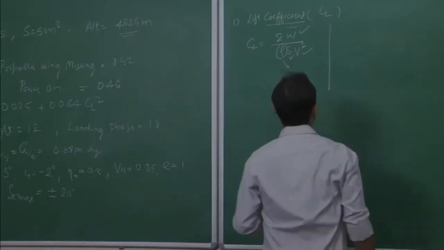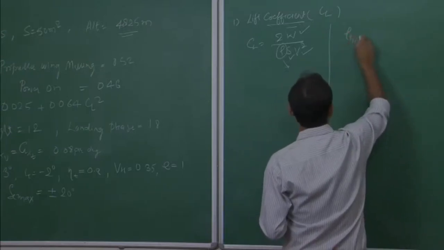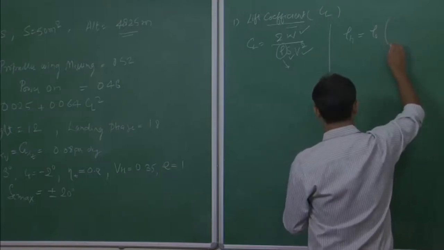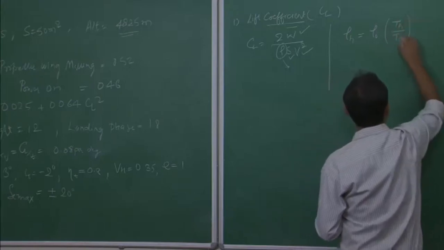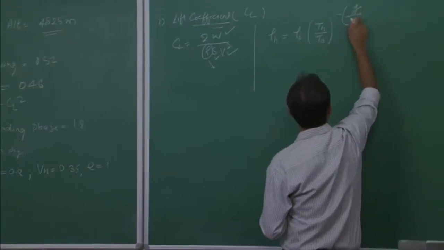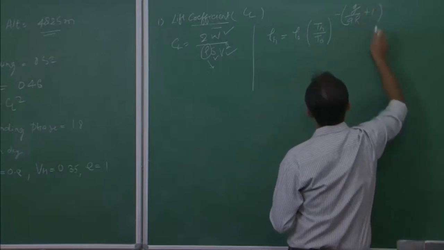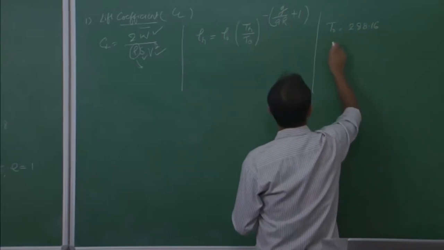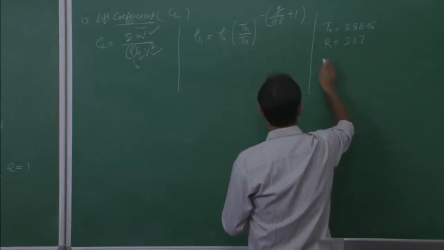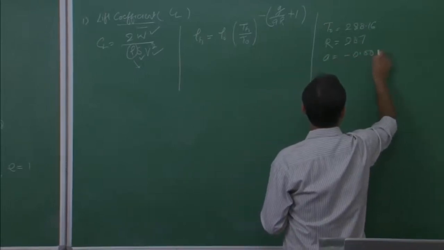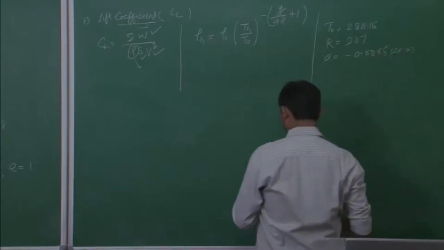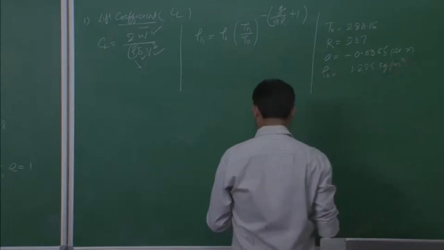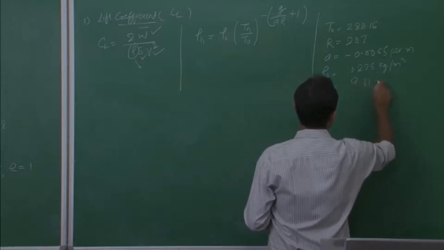So for this, in order to calculate density, a relation is given as density at height h equals density at sea level, represented by rho naught, into Th by T naught to the power of minus g by a r plus 1, where T naught equals 288.16, r is 287, a equals minus 0.0065 per meter, rho naught equals 1.225 kg per meter cube, and g we know as 9.81 meters per second square.